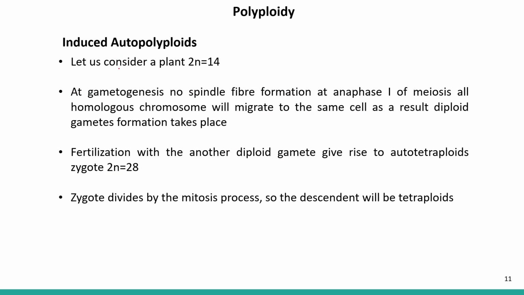Let us discuss induced autopolyploids. Let us consider a plant having 2n equal to 14. At the time of gametogenesis, no spindle fiber formation takes place at anaphase I during meiosis, and all homologous chromosomes migrate to the same cell. As a result, diploid gametes are formed. After fertilization with another diploid gamete, this gives rise to an autotetraploid. Autotetraploid means 2n equal to 28.